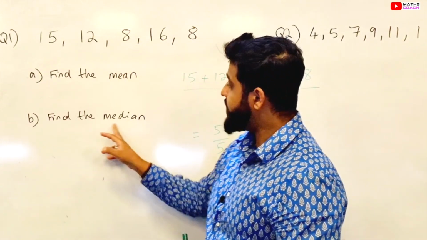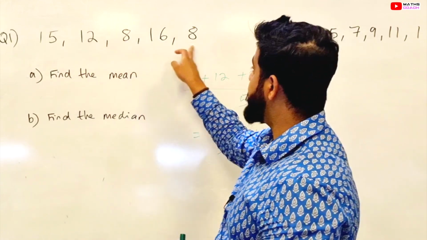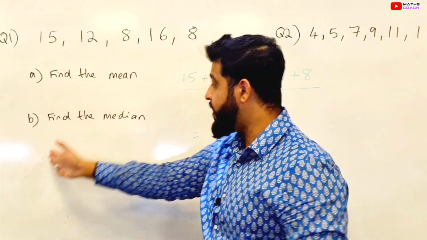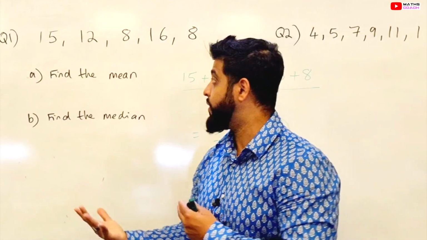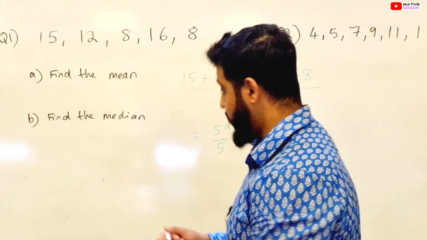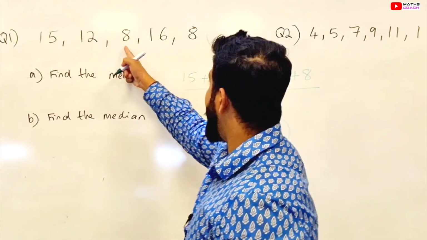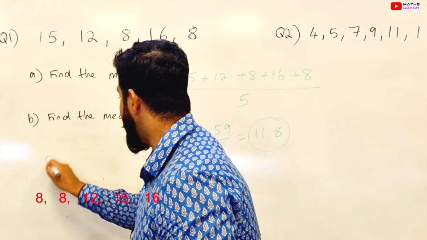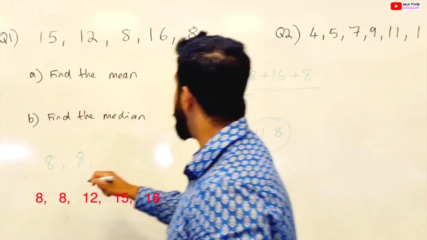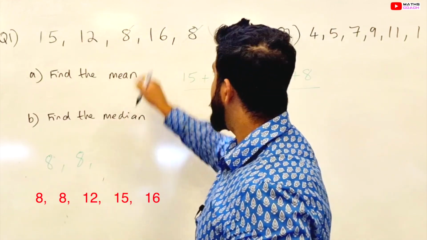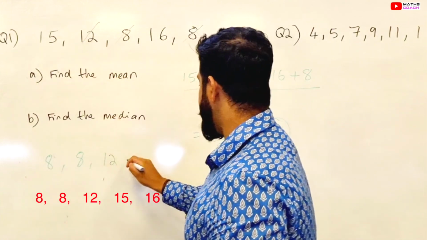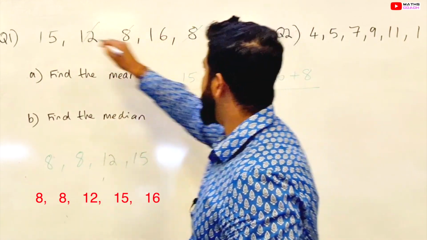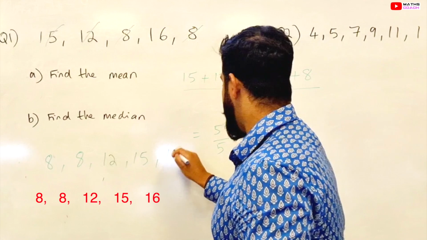Now, when it comes to finding the median, you have to first arrange these in order. So starting from the smallest to the largest. You can also do the largest to the smallest because the numbers will still be in order. And then you have to find the number in the middle. So 8 is the smallest number here. So we'll have 8, we'll have another 8. We can cross them off as we do them as well. Next, we'll have the 12. And we'll have 15. And finally, we'll have 16 as well.